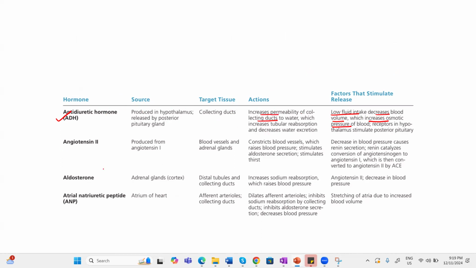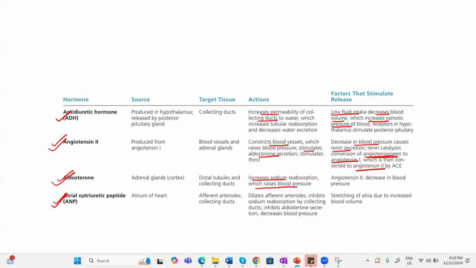Clear? Then second is angiotensin 2, which comes when blood pressure is low, making renin come. Renin will convert angiotensinogen first to angiotensin 1 and then angiotensin 2. And it will constrict the blood vessels and stimulate aldosterone secretion. What will aldosterone do? Aldosterone will increase sodium reabsorption. Clear? And it will increase the blood pressure, coming from the adrenal cortex.